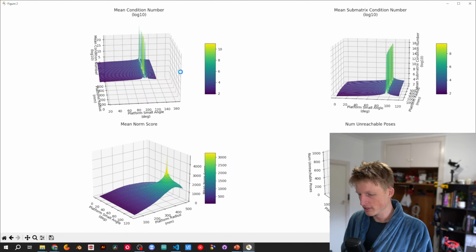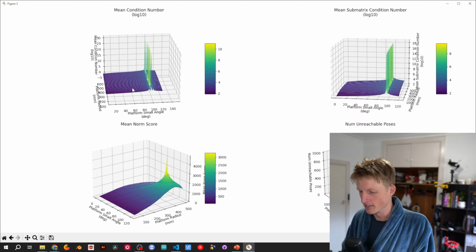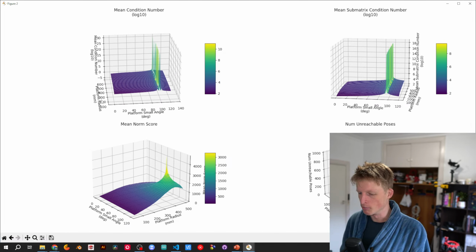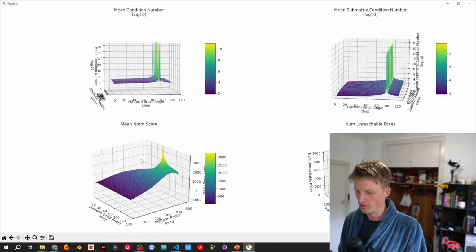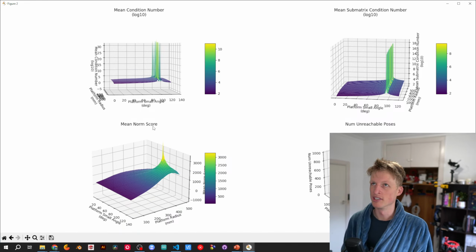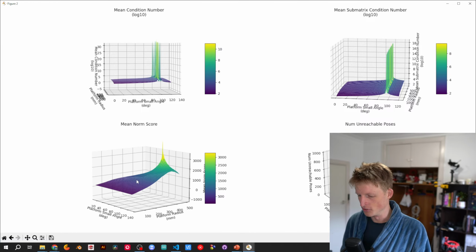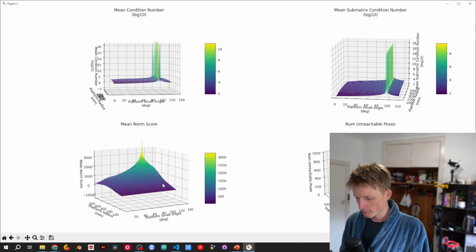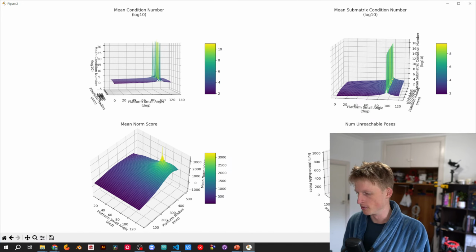Yeah, so from all of these plots, my takeaway is that we want the angle to be as small as possible. The larger the angle is, the closer we get to this kind of craziness. And to be honest, I think I prefer my mean norm score as a way to evaluate these. This has the nicest to interpret graph, I think. But my general takeaway is that I want to have an angle as small as possible.